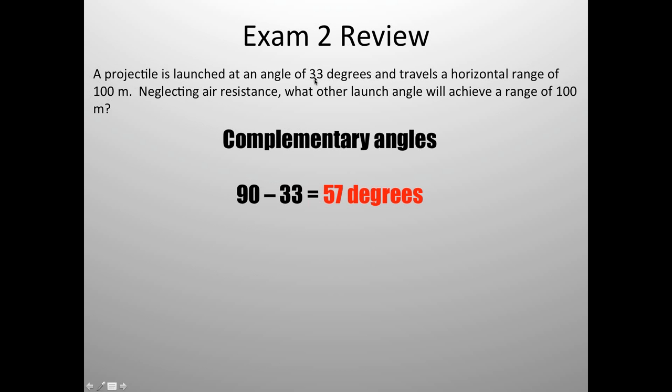So since we were given the first angle is 33 degrees, we need to know what added to 33 will give us 90. And a good way of doing that is 90 minus 33 equals 57 degrees. So 57 degrees, if 33 degrees gave us a horizontal range of 100 meters, then 57 degrees will also give us a horizontal range of 100 meters. So 90 minus any angle that we give you will give you the complement to that angle, which will achieve the same range.